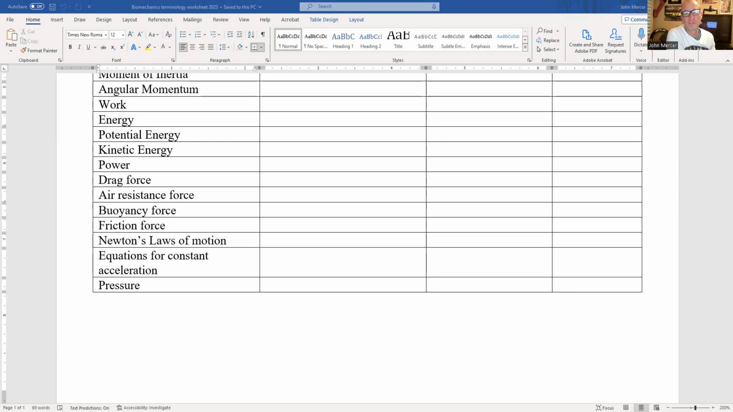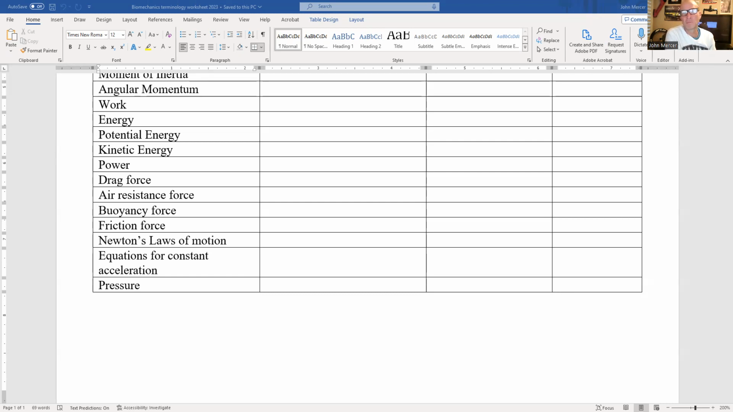Air resistance force is the same as hydrodynamic drag force, so moving through the water and getting a resistance of the water pushing on the object. Remember, drag forces can be resisting forces, but they can also be propelling forces.